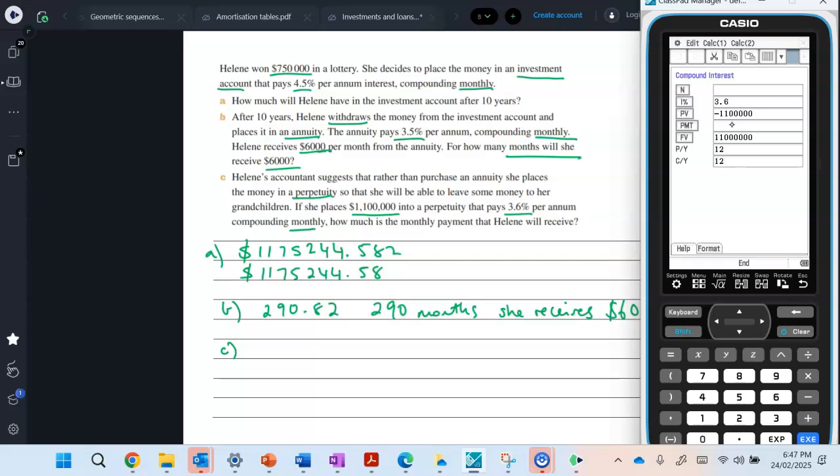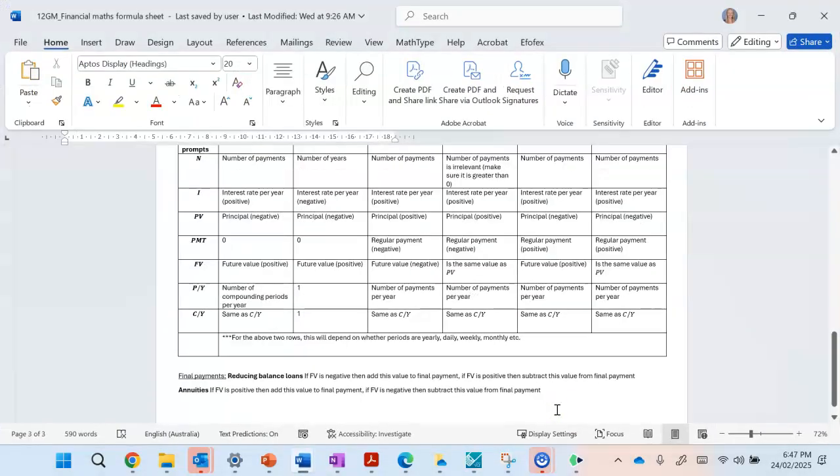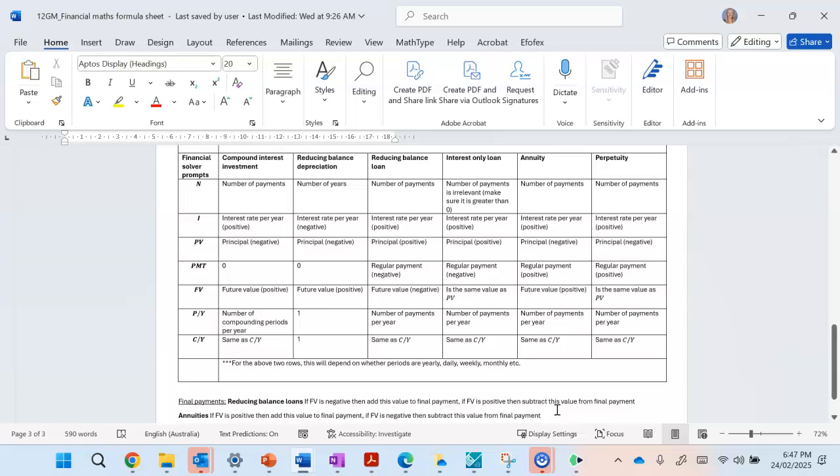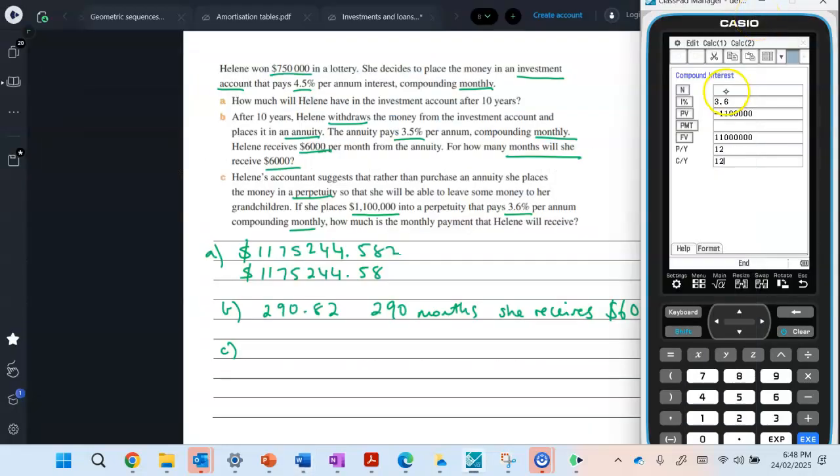So for a perpetuity, let's have a look at our notes here as well. All right, perpetuity at the end. Oh, I've got number of payments there for perpetuity. It actually doesn't matter. You can see it's pretty much the same as an interest-only loan, in terms of you're only getting the interest. So number of payments is irrelevant. So we can just put 1. All right, so if I put my payment, oh gosh, where did I go wrong?